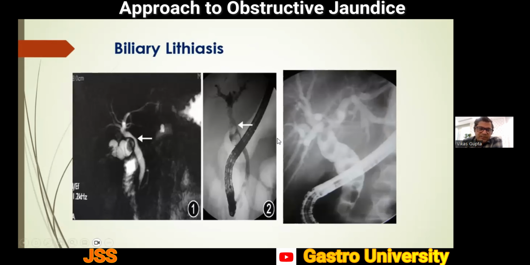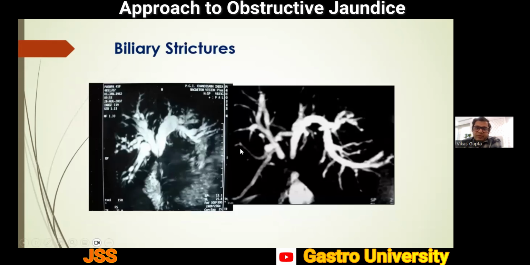Again, biliary lithiasis as seen on MRCP, and this can be seen on endoscopy also. If the situation is totally packed with stones in the bile ducts, this is not suitable for endoscopic clearance. Again, if small stones like this are seen, they can be cleared on endoscopy. Biliary stricture, post-cholecystectomy biliary stricture, we see quite often, and again we can see type 3 and type 4 stricture, and MRCP can very well delineate.